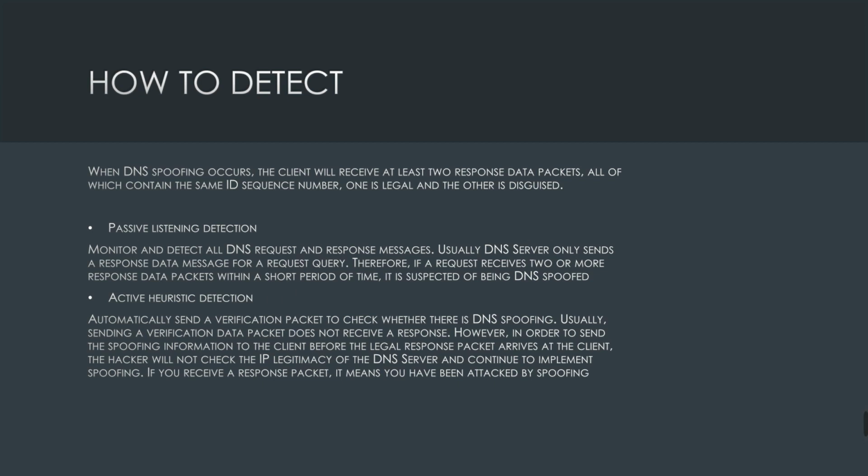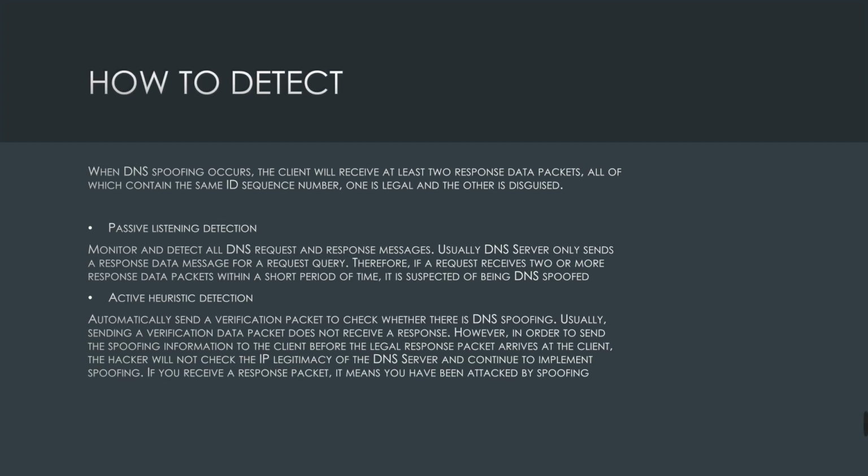And there are two ways to detect DNS spoofing. First, we can use passive listening detection. We can monitor and detect all DNS requests and response messages. Usually, a DNS server only sends one response message for one request query. Therefore, if a request receives two or more response data packets within a short period of time, it is suspected of being DNS spoofed.